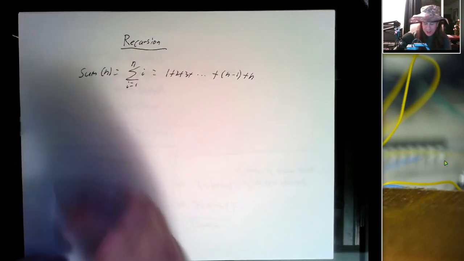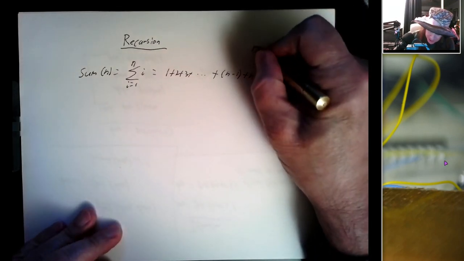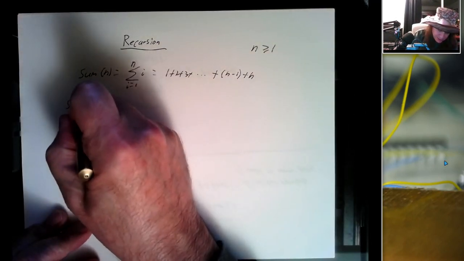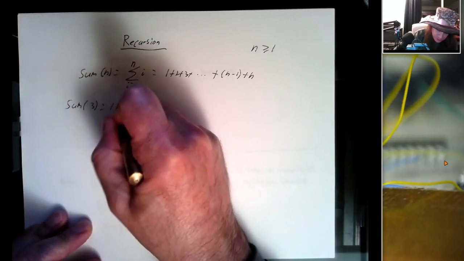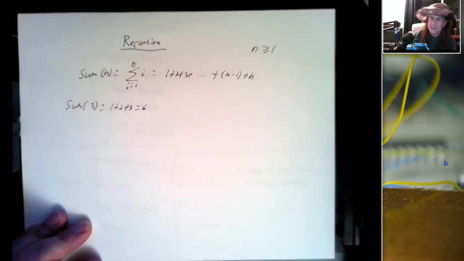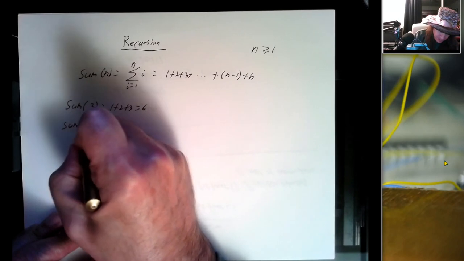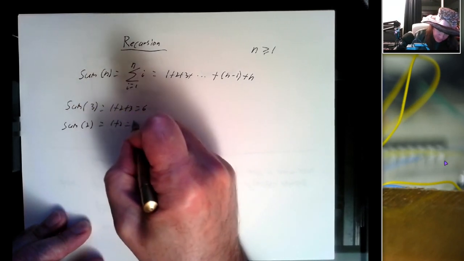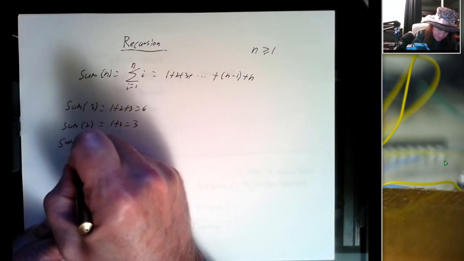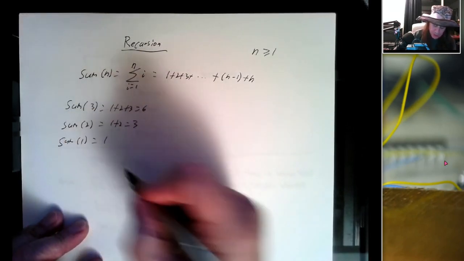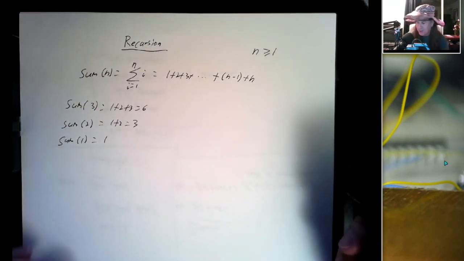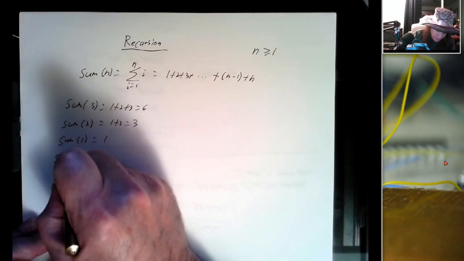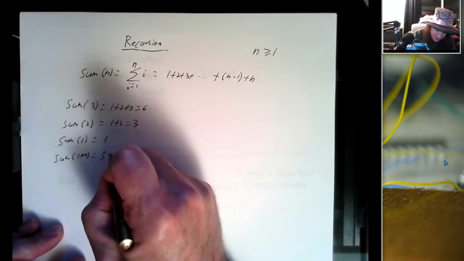And so we can write this function sum of n, which takes an integer, and we're assuming n is bigger than or equal to 1, so only positive numbers. And it tells us the sum of the first n integers. And so, for example, sum of 3 is 1 plus 2 plus 3, which is 6. Sum of 2 is just 1 plus 2, which is 3. Sum of 1 is just 1. It's 1, added with nothing else. Sum of 100 is 5,050.